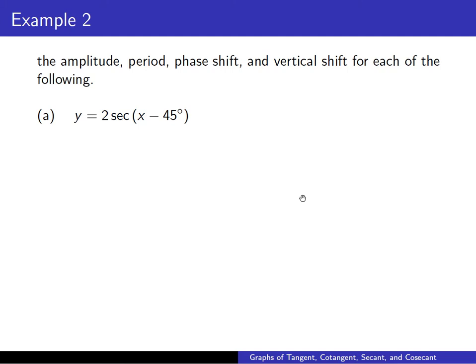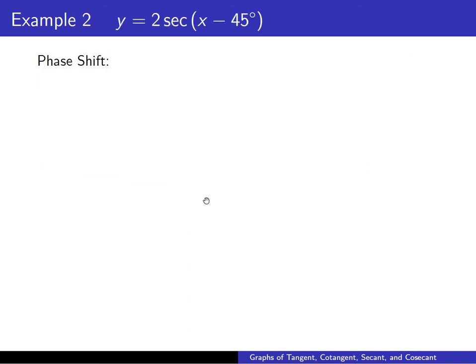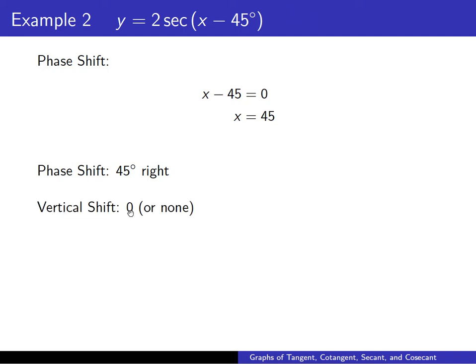We have 2 times the secant of x minus 45 degrees. Once again, there's no amplitude. Period: 360 divided by 1 is 360. So it takes 360 degrees to get a full smile and frown out of this graph. For the phase shift, we set x minus 45 equal to 0, so we get x equals 45 degrees, and it's shifted to the right. You could do plus 0 or minus 0 after the function if you like. There is no vertical shift, or the vertical shift is 0.